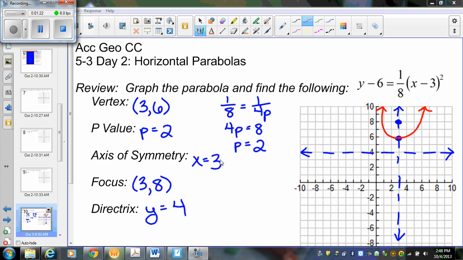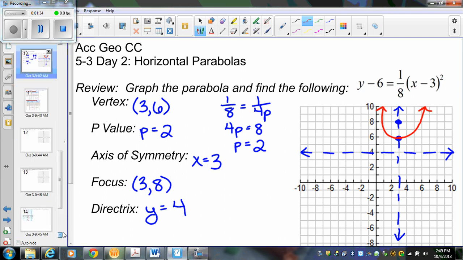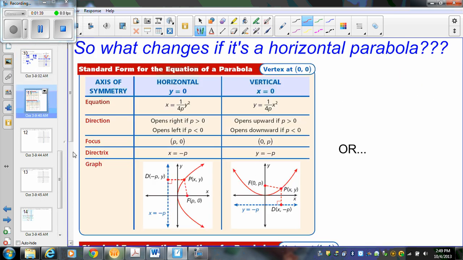And then finally, because the vertex is at (3, 6), and the axis of symmetry has to be perpendicular to the directrix, the equation for the axis of symmetry is x equals 3. All right, so hopefully you got all of those pieces correct, because now we're basically just going to rotate these graphs 90 degrees to create horizontal parabolas.